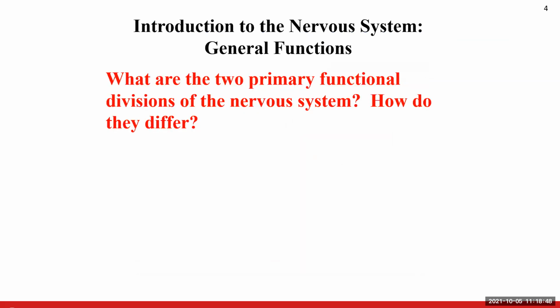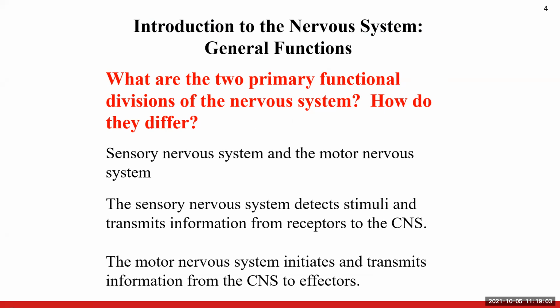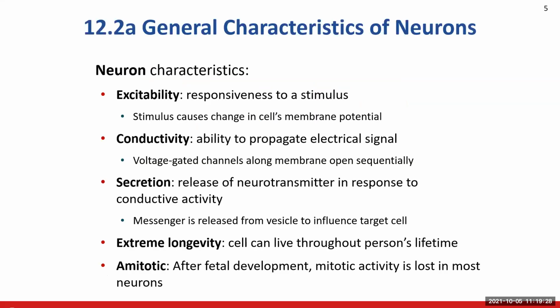So what are the 2 primary functional divisions of the nervous system? Sensory nervous and the motor nervous. So those are our 2 functional divisions. How do they differ? The sensory nervous system detects stimuli and transmits information from the receptors that were triggered by a stimulus to the central nervous system. Motor nervous system initiates and transmits information from the central nervous system to the effectors. Effectors are either muscles or glands. You should know that. Make sure that you input that into your brain.